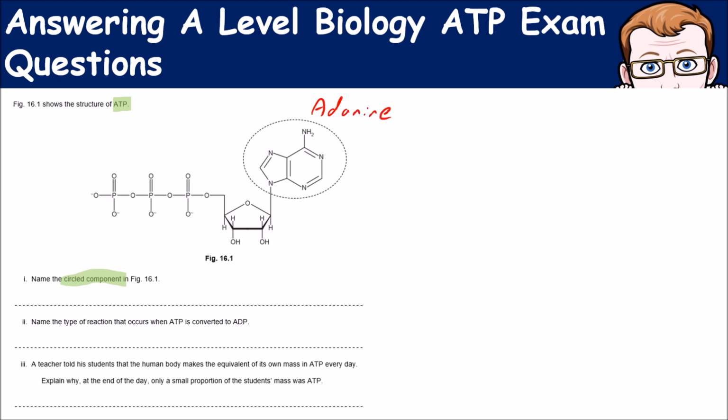Name the type of reaction that occurs when ATP is converted into ADP. Remember, we're putting water into it, so it's going to be a hydrolysis.